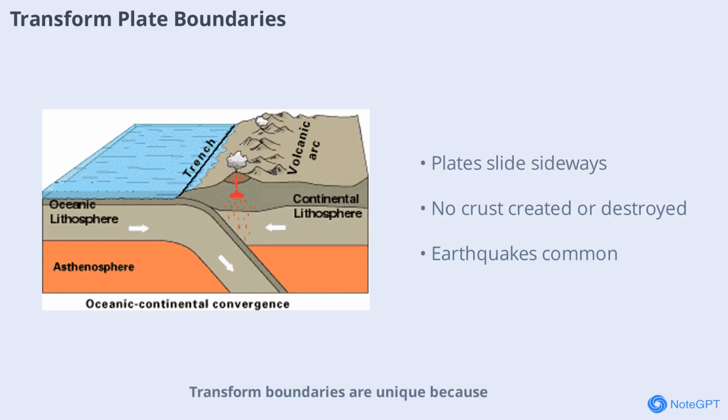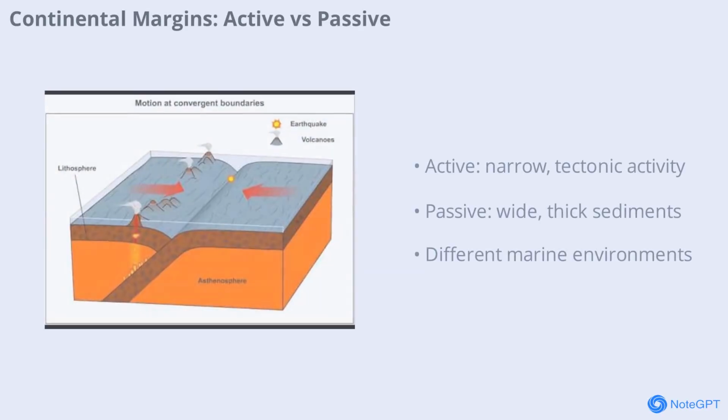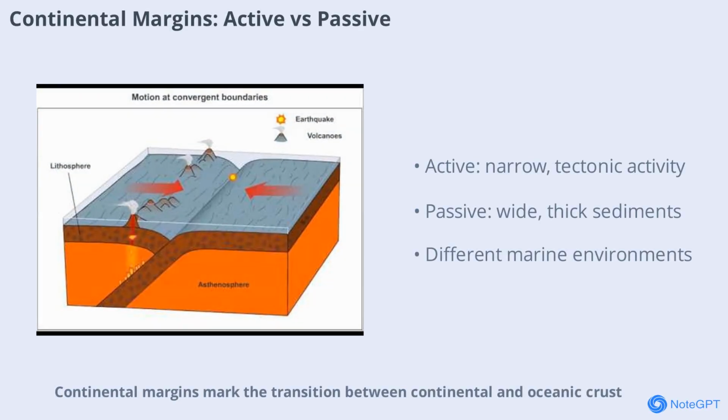Transform boundaries are unique because plates slide past each other horizontally. Unlike convergent or divergent boundaries, no new crust is created or destroyed here. Many transform boundaries are found on the ocean floor, connecting segments of mid-ocean ridges. One of the most famous examples on land is California's San Andreas Fault. These boundaries are known for producing earthquakes, as the plates can become locked and then suddenly slip, releasing energy. Understanding transform boundaries helps explain the distribution of earthquakes across the globe. Continental margins mark the transition between continental and oceanic crust.